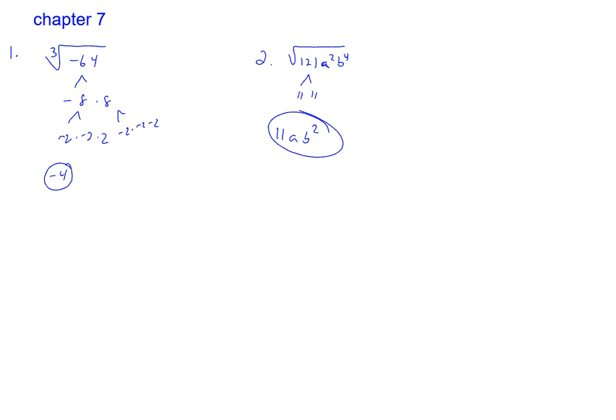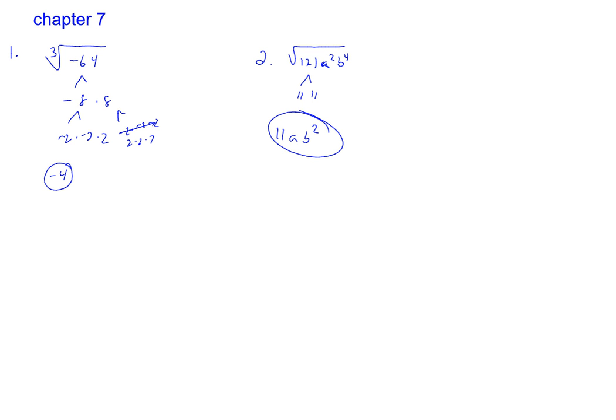All right, so the first one is negative 4. And the second one, this is a 2, by the way. Negative 2 times 2 is a negative 4. And number 4 is 11ab squared.